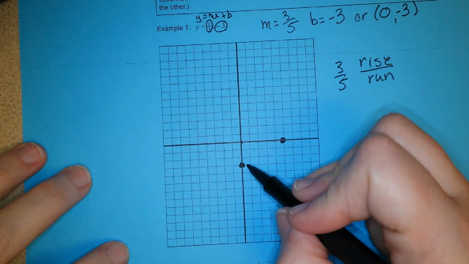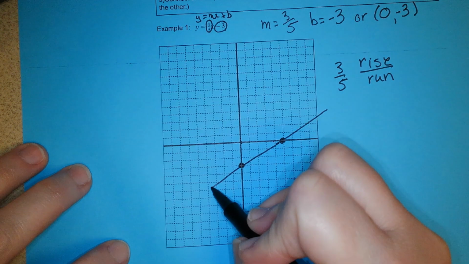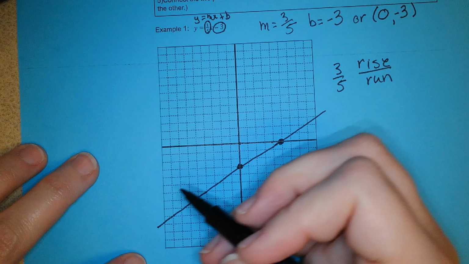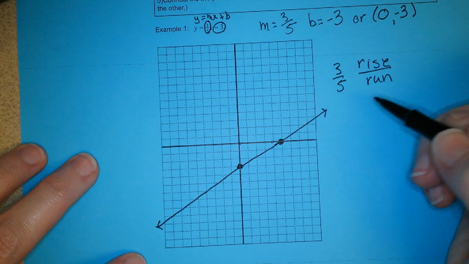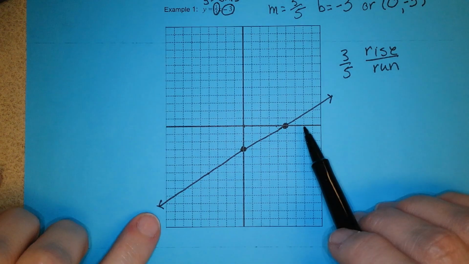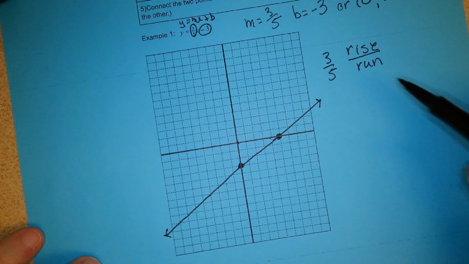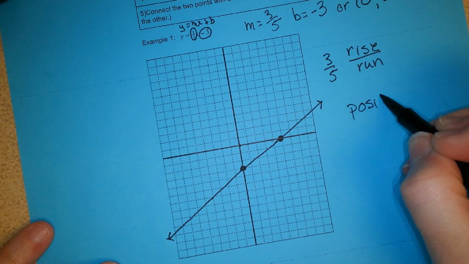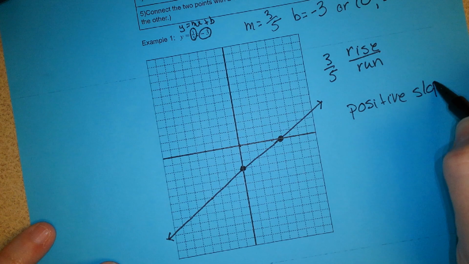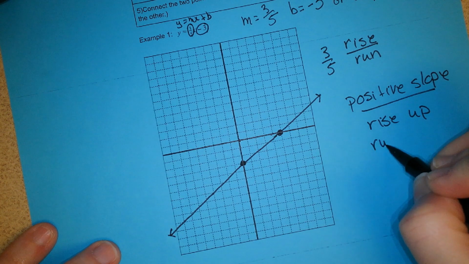So then the next thing I need to do is just connect those points with a solid line. This is step number 5, and it says extend it all the way to the edge of the graph and put arrows on the end. So that's saying that our line is going to keep going in both directions. That's the purpose of the arrows. And then we've just graphed a linear equation. So the thing to remember is that if your slope is a positive slope, such as the one we had above, you rise up and you always run right.